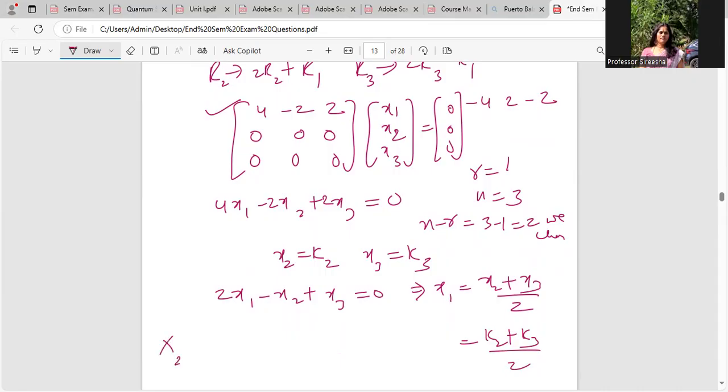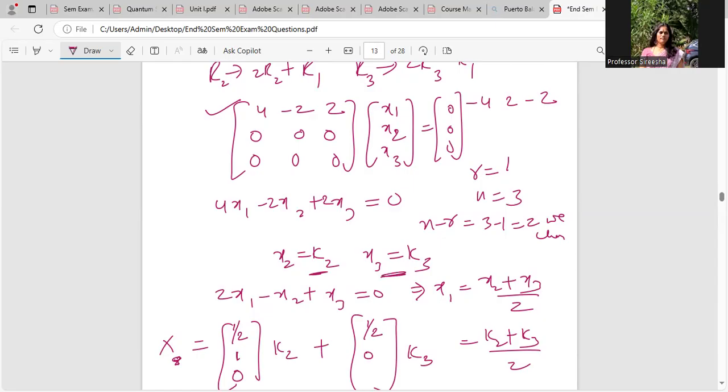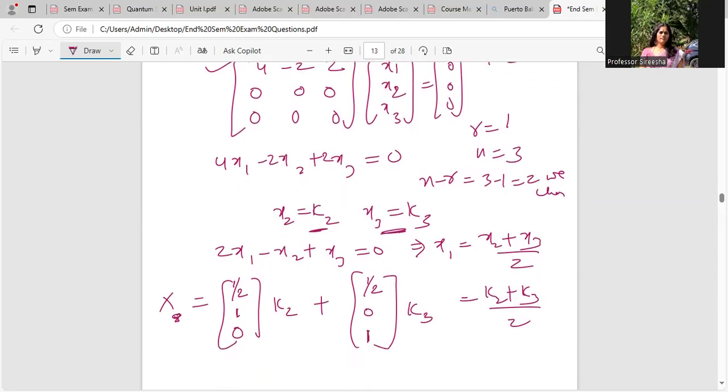Please see here, my vector would be something like this. All the k2 coefficients at one place and all the k3 coefficients at one place. What are the k2 coefficients in x1? 1 by 2 is the k2 coefficient in x1. What are the k2 coefficients in x2? 1 is the k2 coefficient in x2. There is no k2 coefficient in x3, right? Similarly, 1 by 2 is the k3 coefficient in x1. There is no k3 coefficient in x2. The coefficient of k3 in x3 is 1. This is how I'll find both vectors in one shot.